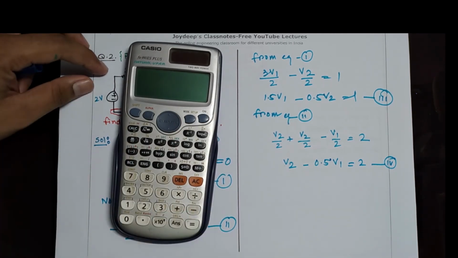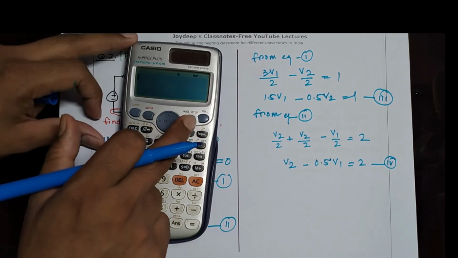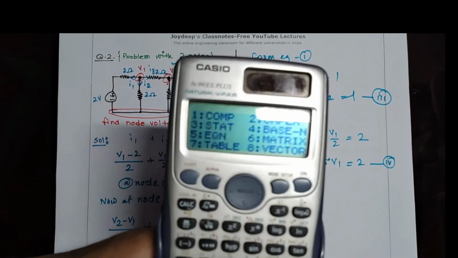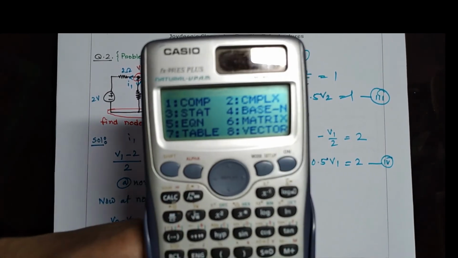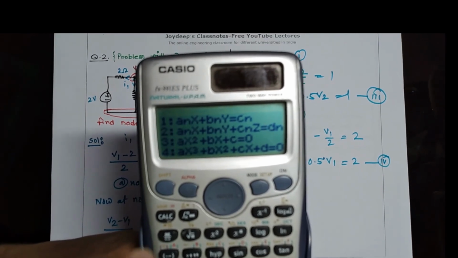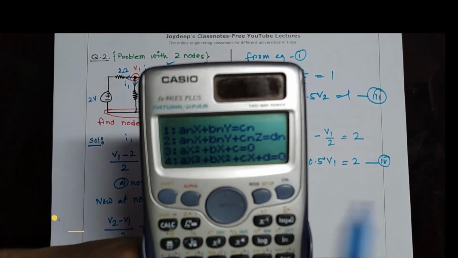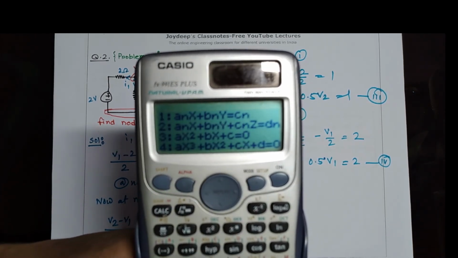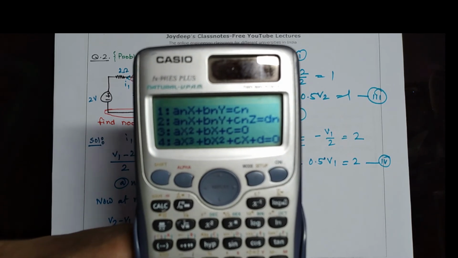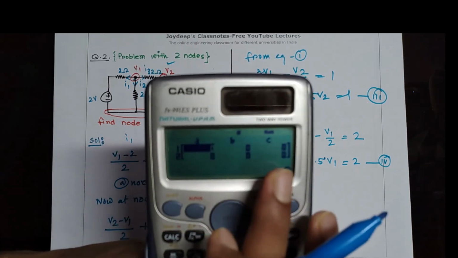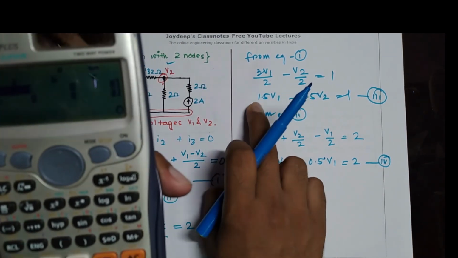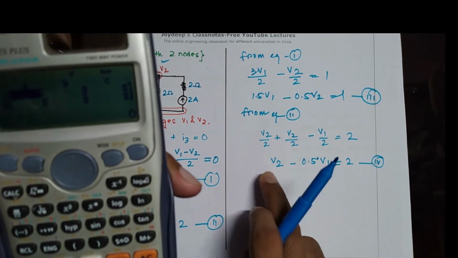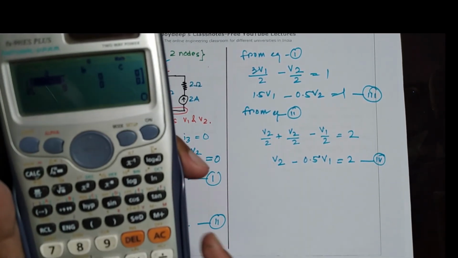So we are using FX991 ES Plus. So go to this mode. After we go to the mode, I hope you can see, then press 5, that is equation. For equation, we'll be solving equation. Since those equations are in the form of x plus y is equal to some constant value, so this is in 1, so we'll be putting 1. Now we'll be just assigning those values over here. This is 1.5, minus 0.5, 1; minus 0.5, 1, 2. So we're just assigning these values.